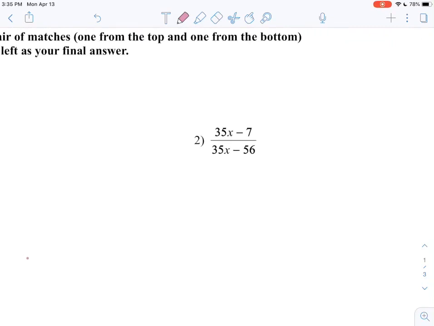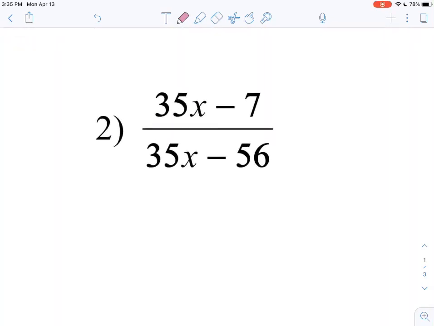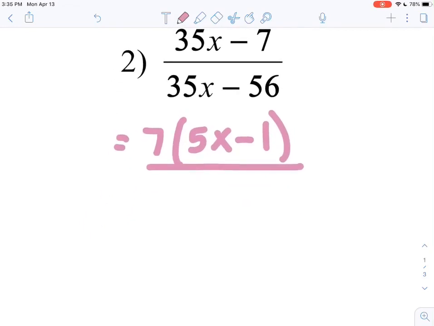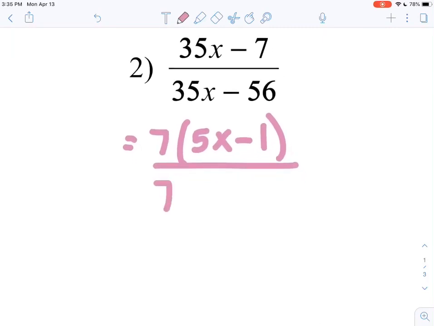So number 2, now I have binomials. So what I need to do is factor what I can first. So that means look for GCF. So in the numerator, what goes into both 35 and 7? Well, that's 7. So I'm going to pull out that 7, and I get 5x minus 1 left. Okay, and then I'm going to do the same thing in the denominator. What goes into both 35 and 56? Well, that's 7. That's the GCF. So I have 7x minus 8.